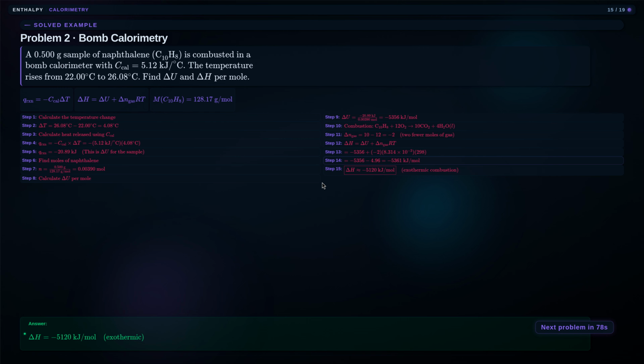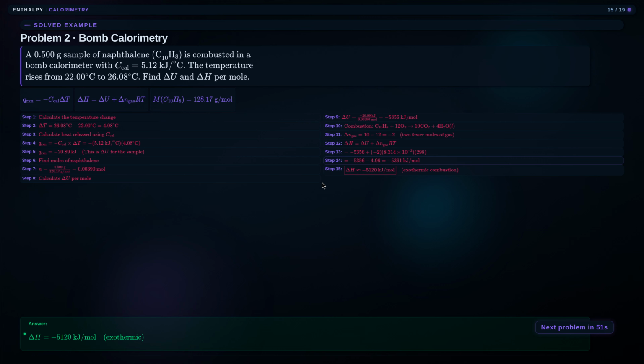Step 3. Moles of naphthalene. 0.500 divided by 128.17 equals 0.00390 moles. Step 4. Delta U per mole. Negative 20.89 divided by 0.00390 equals negative 5,356 kilojoules per mole.